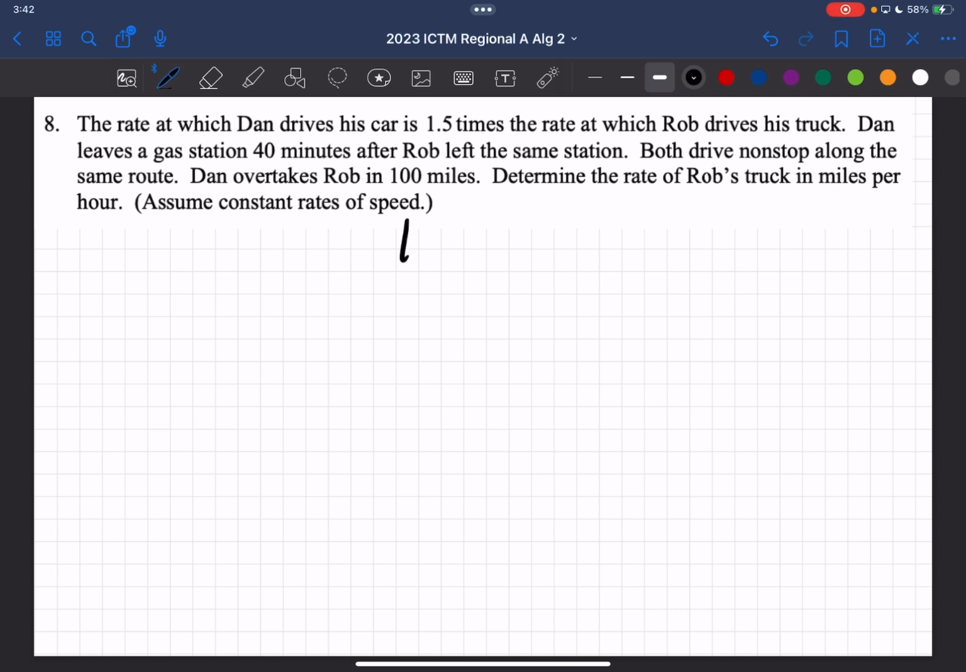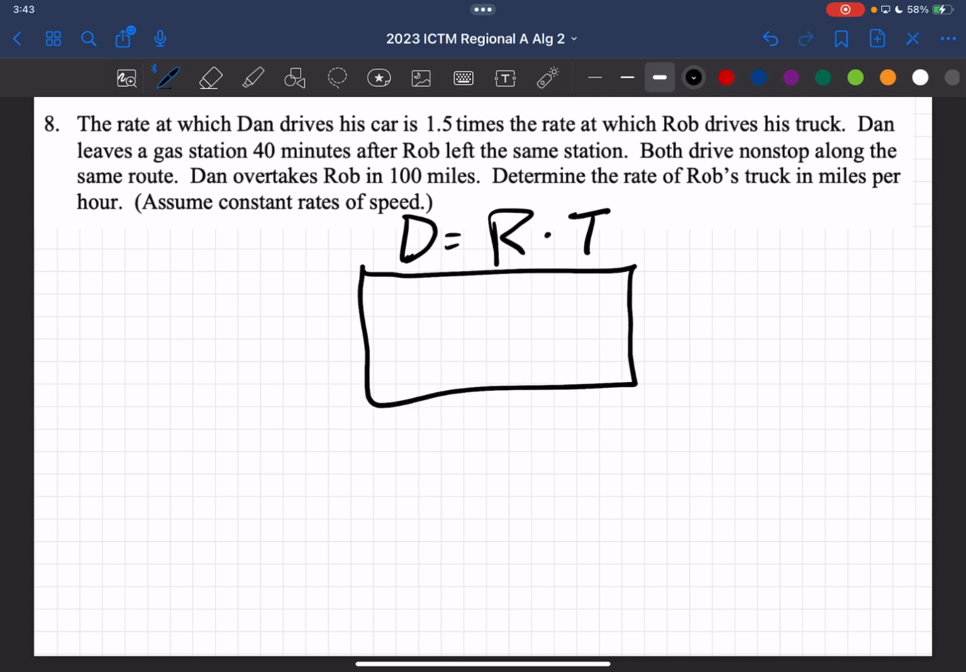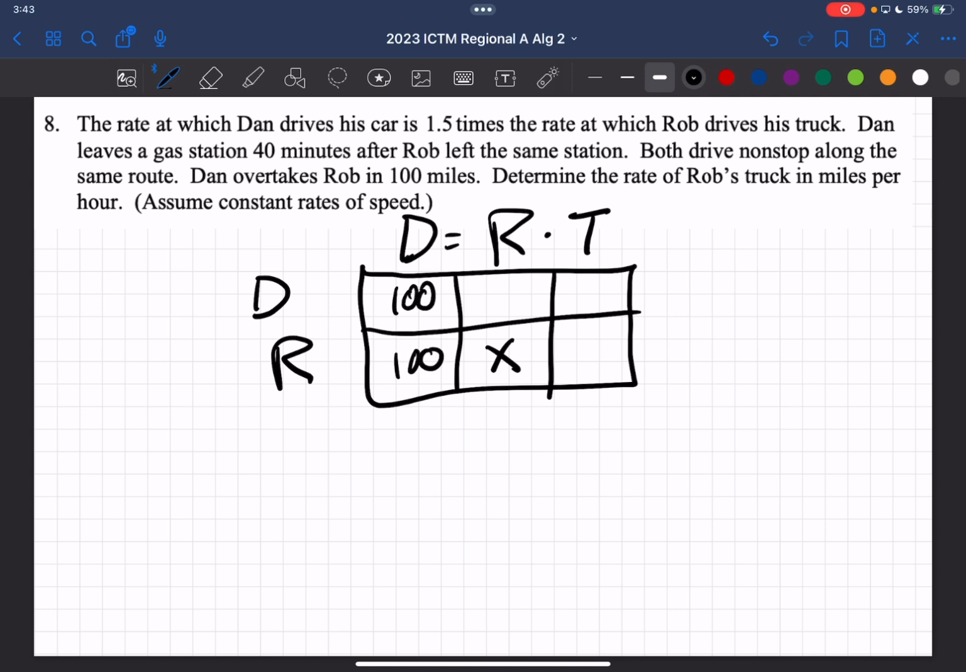All right, so this is a distance equals rate times time problem. Okay, so we've got Dan and we've got Rob. Now what we want is the rate of Rob's truck, so that right there is our variable. Now they both travel 100 miles. Now what we don't know is the time, so I'm just going to call this T.